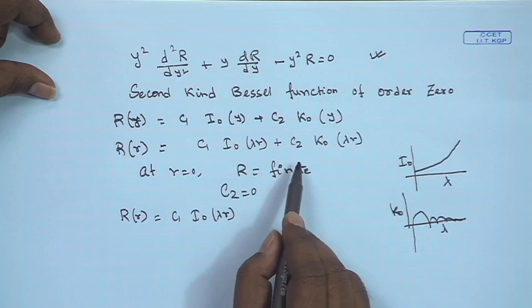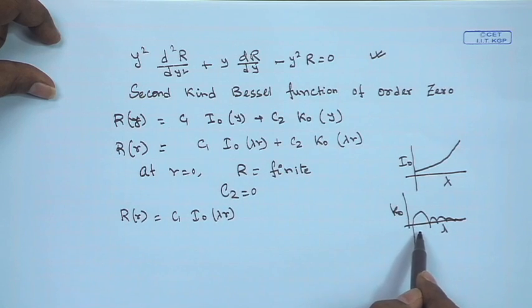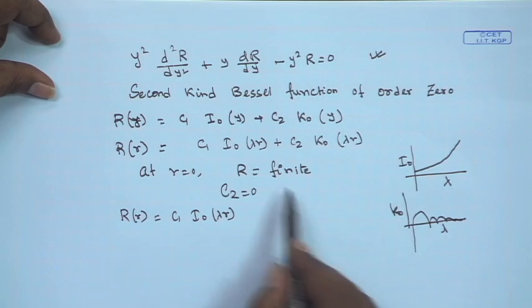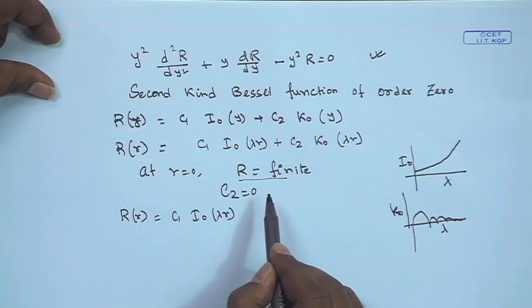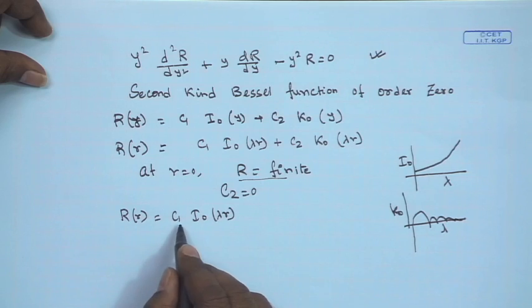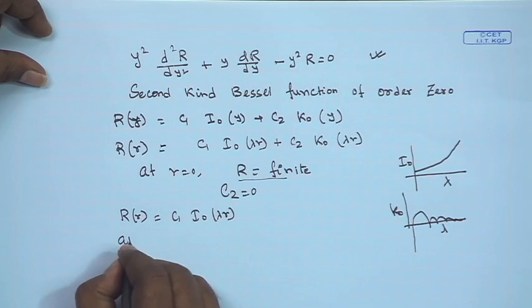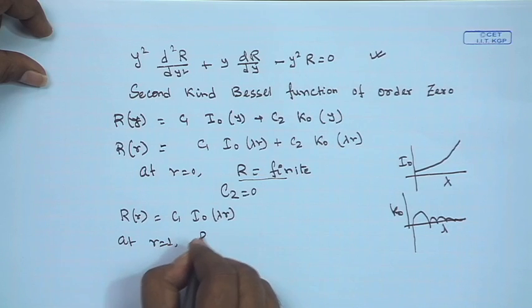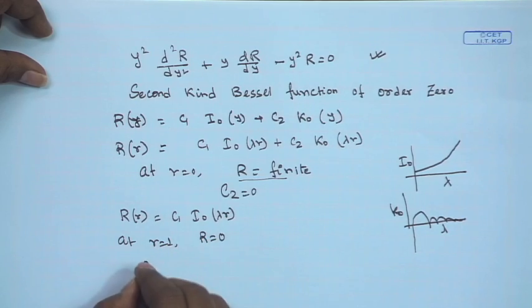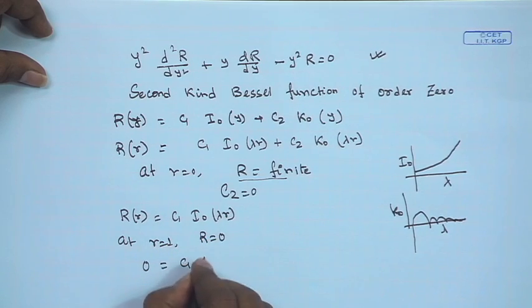Since K0 is infinite at small r equal to 0, but capital R should be finite there, there will be a conflict of concept. So, therefore, the associated constant must vanish at that particular boundary. So, what is left is R is equal to C1 I0(lambda r). Now, let us put the other boundary condition at r equal to 1. We have capital R equal to 0. So, this will be 0 equal to C1 I0(lambda).